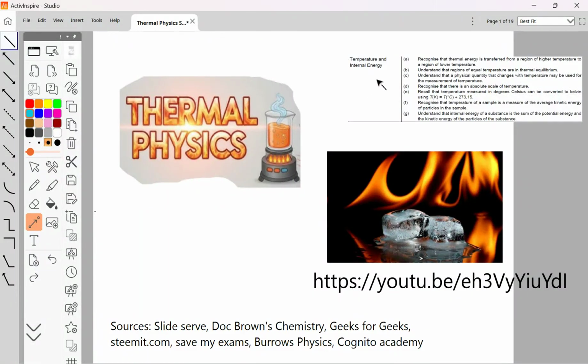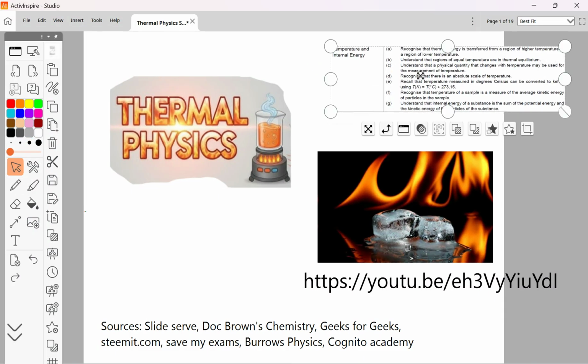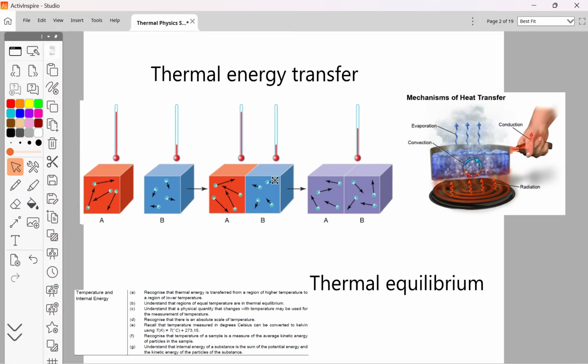Here we go with thermal physics. I am going to use the CAM document again as our tick list to make sure we've done everything. Let me start. All right, the first thing is energy transfer or thermal energy transfer.